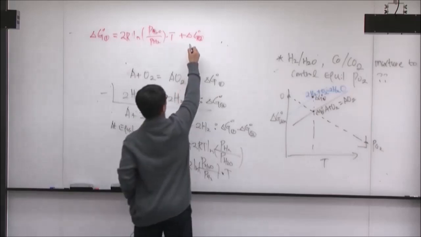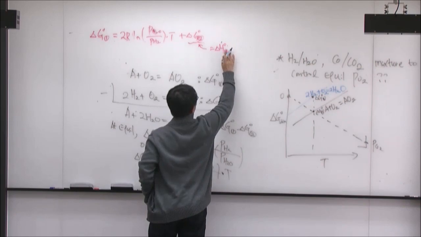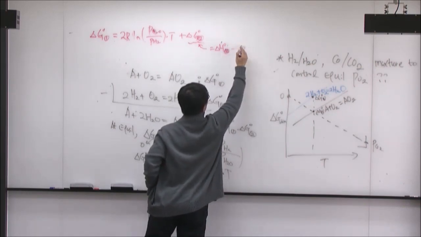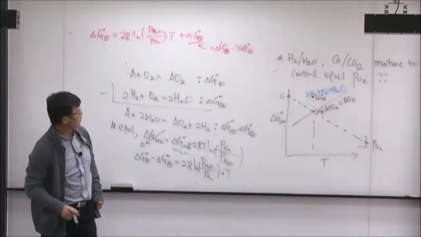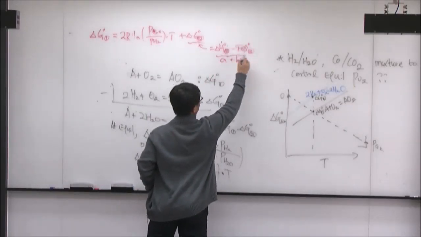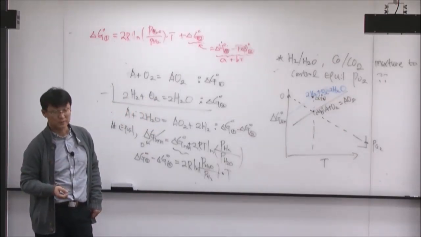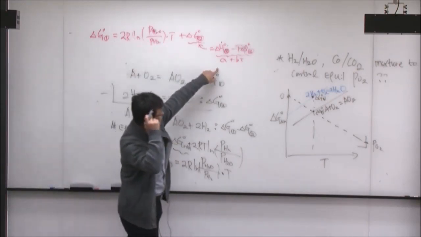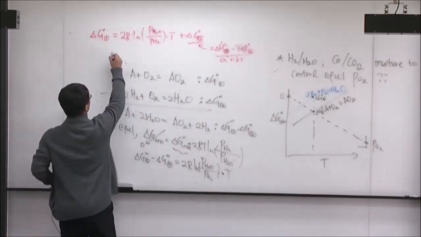Delta G naught 2 is delta H naught 2 minus T delta S naught 2. This is almost an A plus BT term, almost linear with the temperature. So that's good. This is constant plus temperature dependence term. Let's collect the temperature dependence term together.